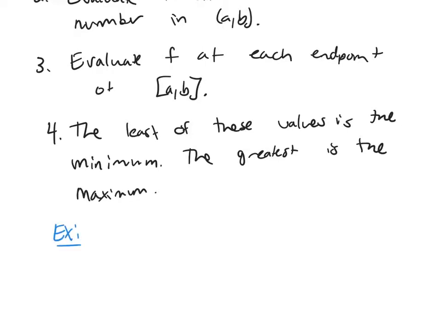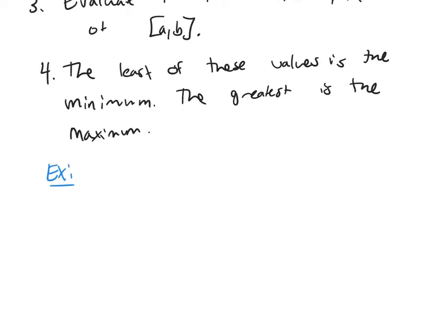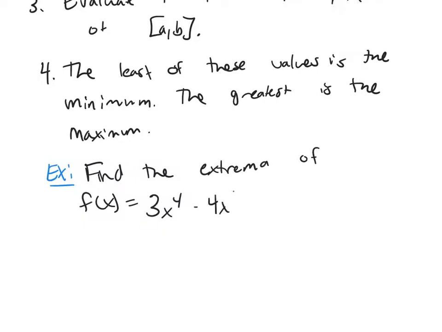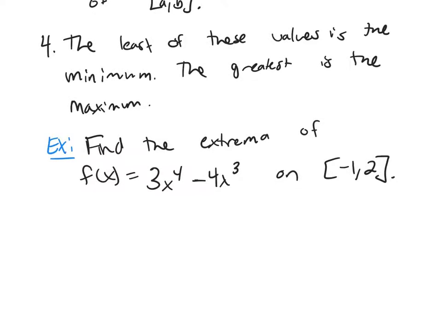So let's look at this following example. Let's find the extrema of the function 3x to the fourth minus 4x cubed on the interval -1 to 2. So revisit our procedure. The first step is I need to find all the critical numbers, which means I need the derivative. So the derivative would be 12x cubed minus 12x squared.